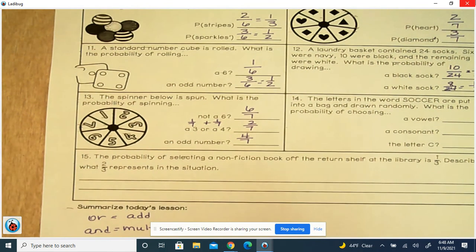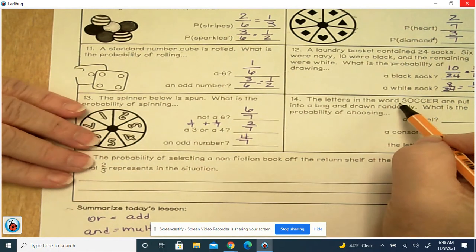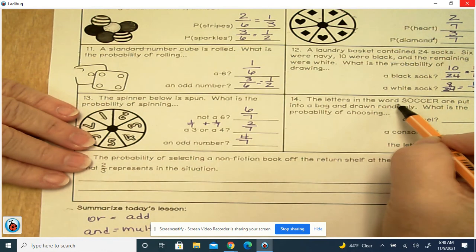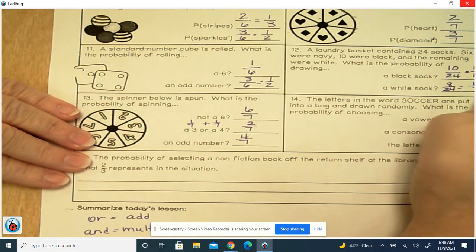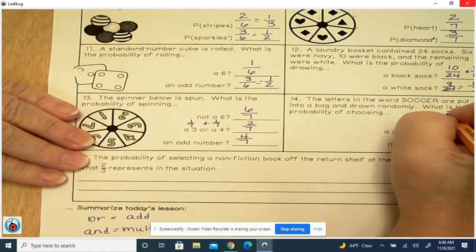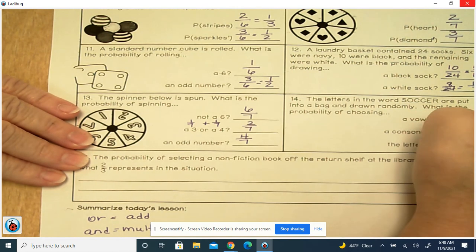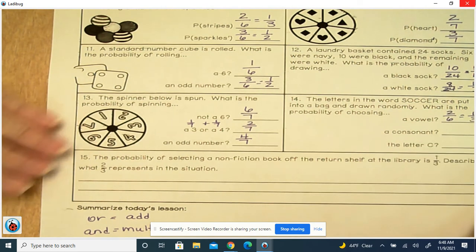The letters in the word soccer are put into a bag and drawn randomly. What is the probability of choosing a vowel? So we've got the O and the E. I see 2 vowels out of 6 letters. So that reduces to 1/3.